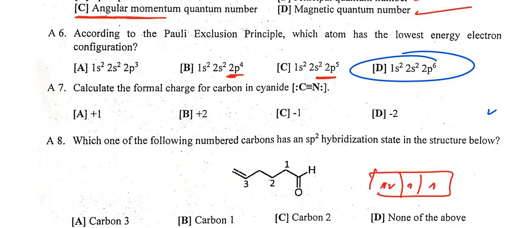The next one is this guy here. They're saying calculate the formal charge of carbon in cyanide. Now, this cyanide we're given here is a bit special because every cyanide on a normal day would have a charge on top, but here there was no charge. So I had to take it as it is. And they want the formal charge of carbon.